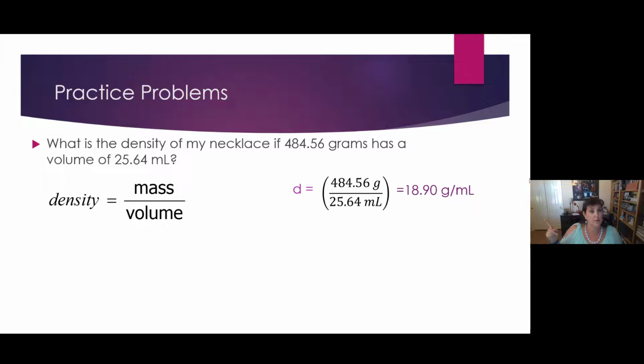Look at that unit. Grams and milliliters don't cancel, so it's still there, grams over milliliters. Cool. That's a type 1 density problem. We're calculating the density. All we do is divide mass over volume. Pay attention to sig figs. Pay attention to units.